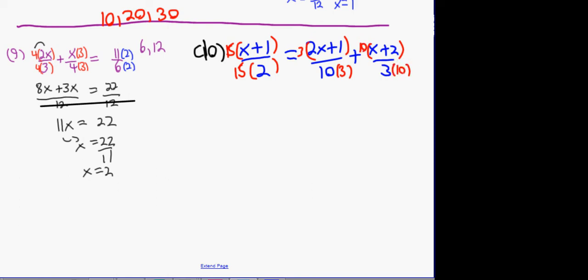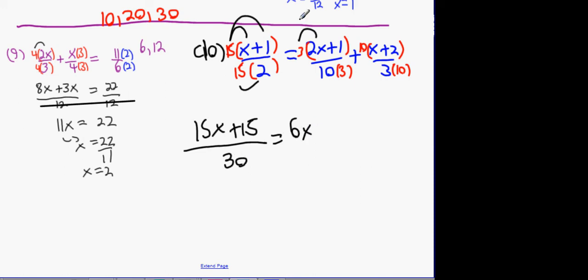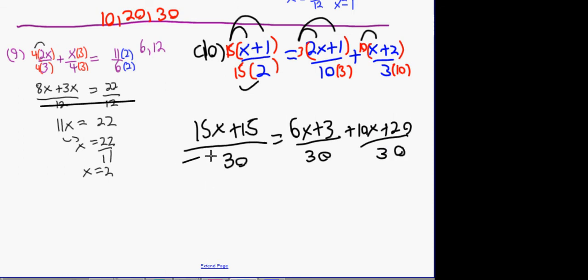Okay guys, now let's see what happens here. 15 times x, 15x. 15 times 1, 15. All divided by 30 equals 3 times 2x, 6x. 3 times 1, 3. 10 times x, 10x. 10 times 2, 20. 3 times 10, 30. Now what's on the bottom? That's always the same. The 30s.